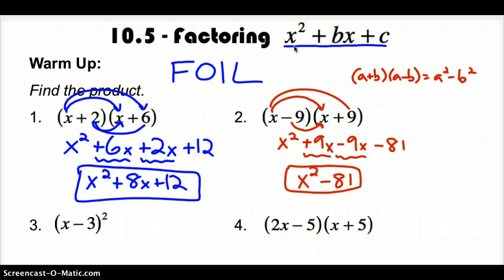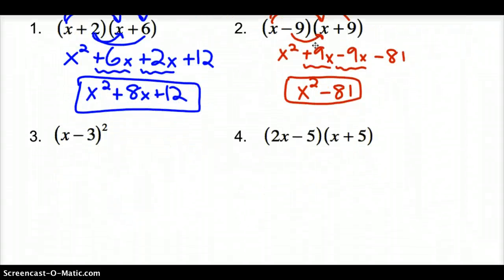Moving on, we've got a couple more to go. Remember, we're just using the FOIL pattern. We are now in number 3, squaring a binomial. There's another special pattern for that, maybe I'll write it here. If we're squaring a binomial, say a minus b squared, that's going to give us the result of a squared minus 2ab plus b squared.